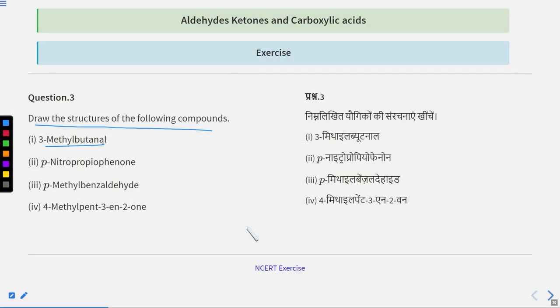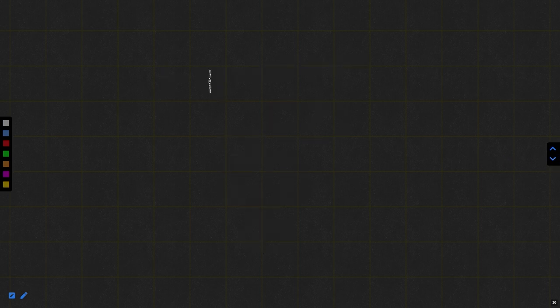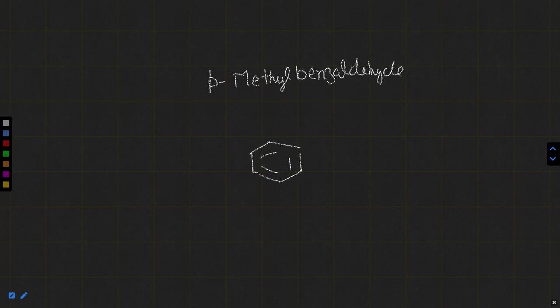Next we have para-methyl-benzaldehyde. So first we will draw the benzaldehyde, and at para position we have methyl.